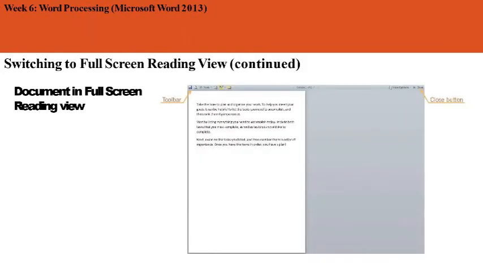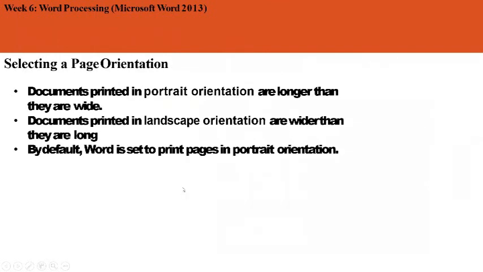Then switching, so this is a full screen reading view. So document in full screen reading view. So ito na lang yun. Nawala na yung ating menu bar, nawala na rin yung ating toolbars. So this is how it looks when you switch to full screen reading view.